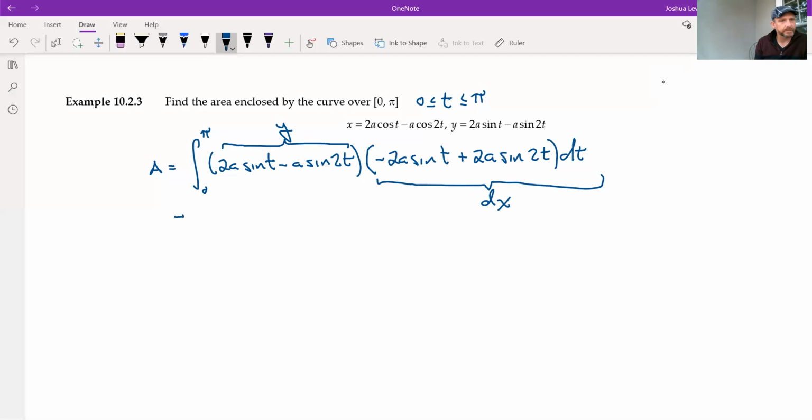And I'm not going to have you sit and watch me work all this out, but using some trig identities, it comes out kind of nice. It's negative 3 pi a squared, which is kind of surprising, but there we go. All right.